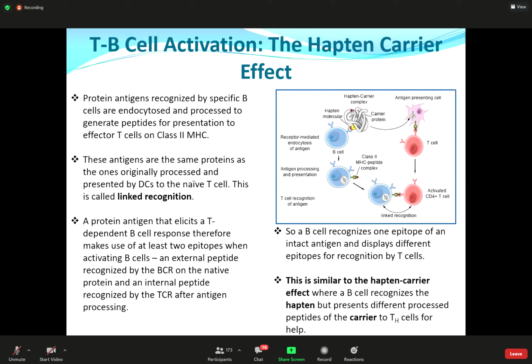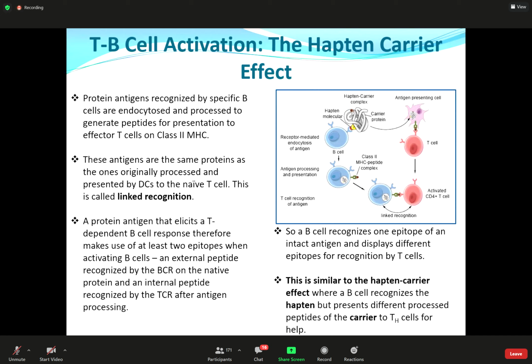So the hapten is generally a small molecule, because this is unable to cross-link the B cell receptor. In order for a hapten to be immunogenic, it needs to be linked onto a larger molecule, generally a protein, which is called a carrier protein.